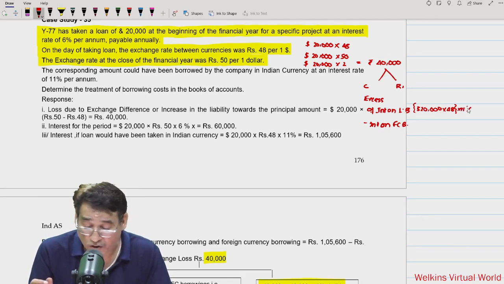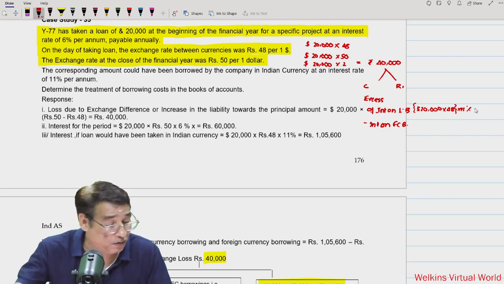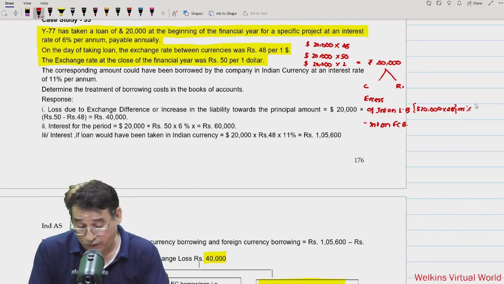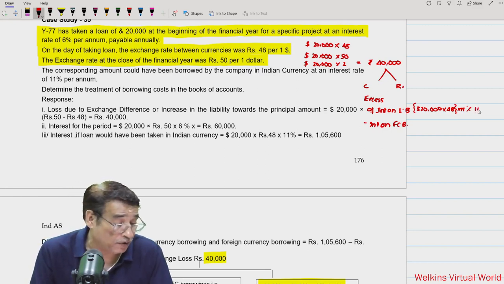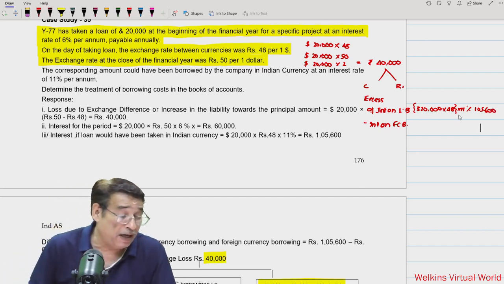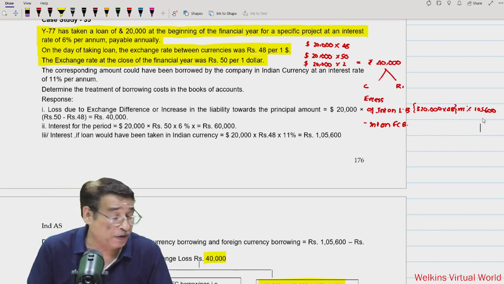So interest on local borrowings would have been, what is the amount of local borrowings? Okay, I will compute it. 20,000 into 48 into 11%. That is equal to 1,05,600. That means if I would have taken the loan from India, I would have paid at the rate of 11% and the amount of interest would have been 1,05,600.